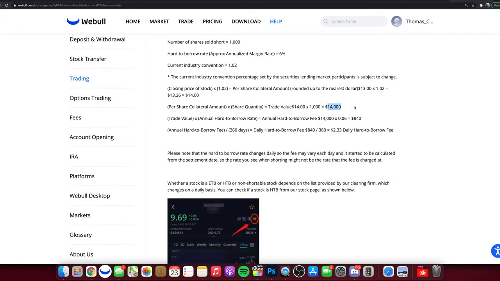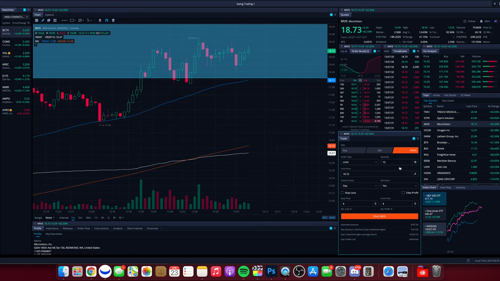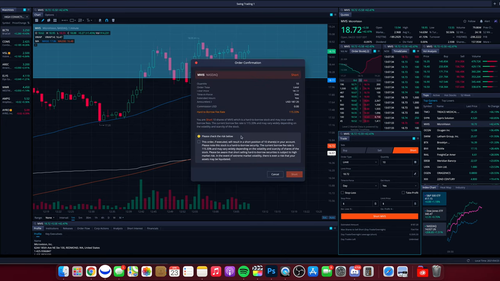That's going to give you a value, okay? We're going to take that dollar value, essentially the cost of the trade or the trade value in Webull's eyes, and then multiply that value by the annual hard to borrow rate. Now understand, when we go back here to MVIS and I click on short, that's going to tell me this is the hard to borrow rate. This is the annual rate, okay? You have to understand that it's an annual rate, so that makes things a little more interesting.